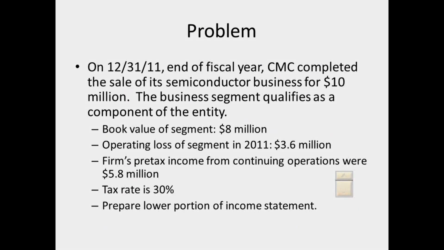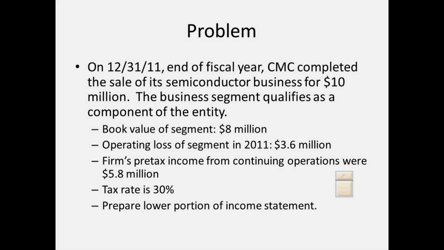Okay, so let's talk about it in the context of an example, and then you'll be able to see better how this works. Let's say we have a company that has multiple components, and this company, CMC, completes the sale of its semiconductor business, and it sells all of the assets. So it's got land, building, a bunch of equipment, anything, whether it's patents or property, whether it's listed or not, it sells the entire segment for $10 million to some buyer. That's what the buyer's willing to pay. That's what we're willing to sell for.